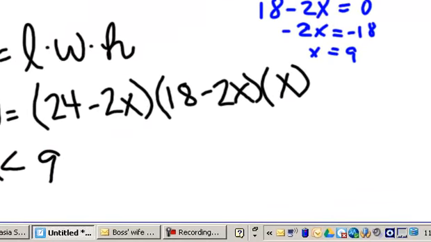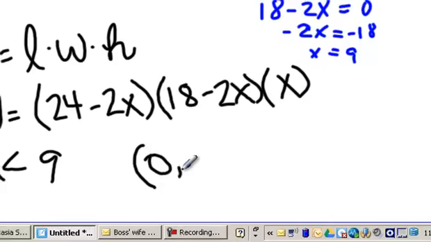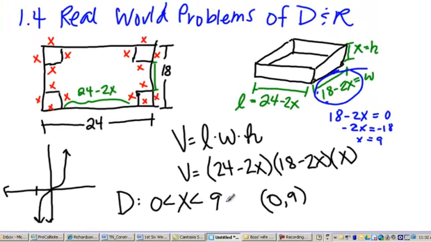Okay, so x can be in this problem between 0 and 9. So you'd either write it like that, or you'd have parentheses 0, comma 9. So you can write it either way. Both of those are equal.